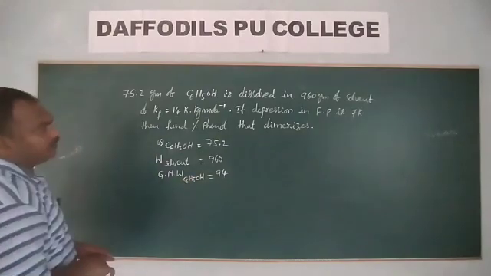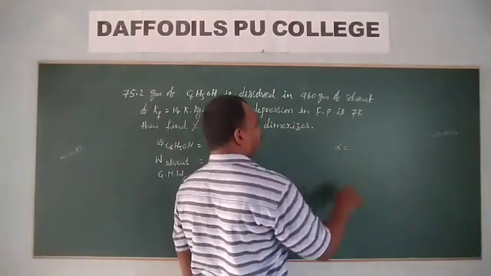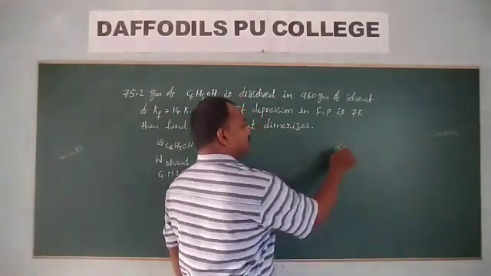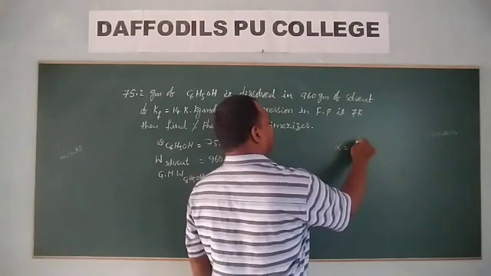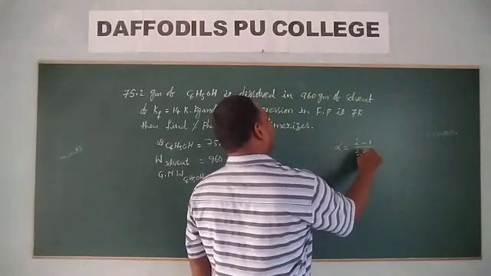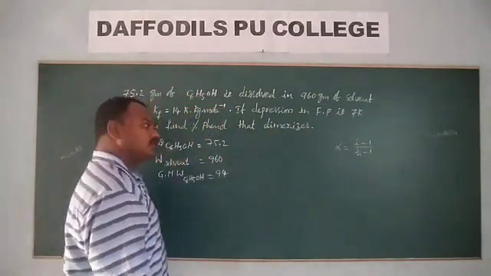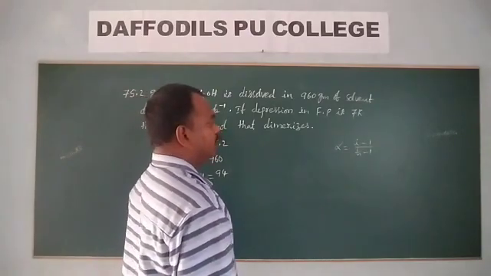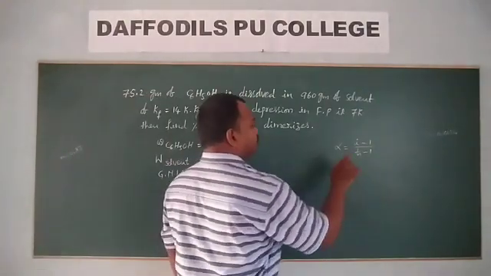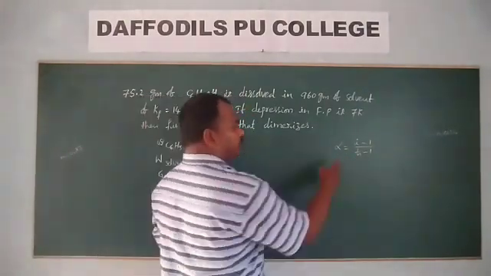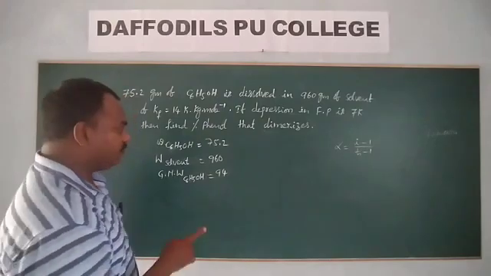So what do we have to find out? Percentage of alpha. When you need to find out percentage of alpha, the formula is i minus 1 by 1 by n minus 1. This is the formula when association is taking place. They said dimerization, which means n becomes 2. So to get alpha, which thing do we need? i. So first find out the i.